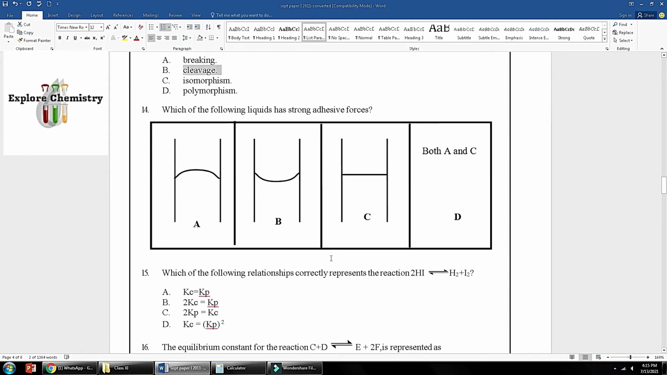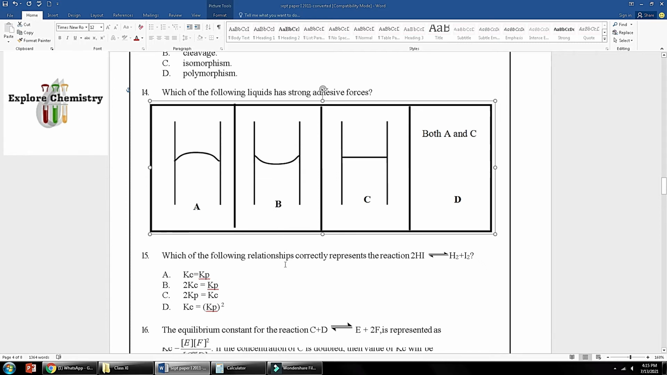Number 14, which of the following liquids has a strong adhesive force of attraction, where surface tension has been represented in this liquid, so it is all having strong forces. B is the correct answer.